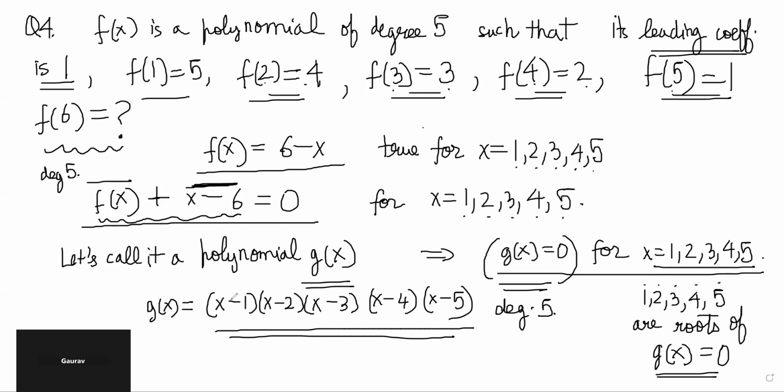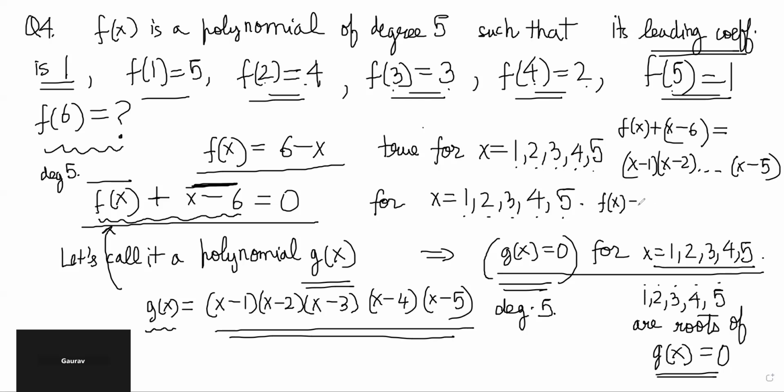So g of x has been written like this, and now put back the original meaning of g of x: f of x plus x minus 6, right? So you are getting f of x plus x minus 6 is equal to the product of x minus 1, x minus 2 till x minus 5, right? And from here we get f of x is equal to the product of x minus 1 till x minus 5, plus 6 minus x. Do you understand what is involved? What have we done?